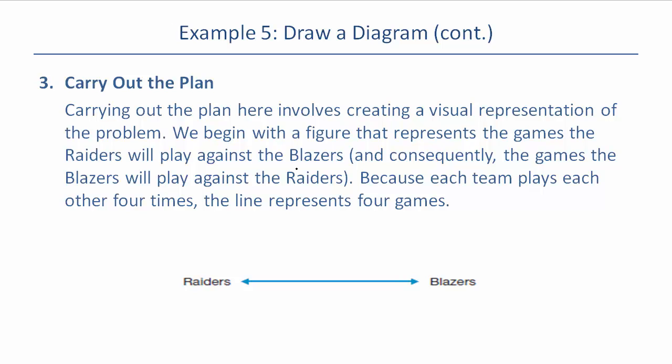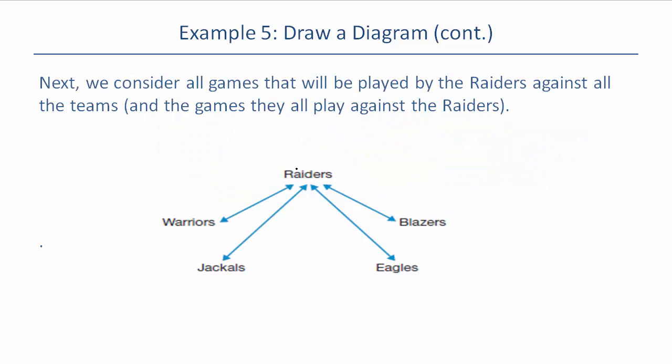So we realize that when the Raiders play the Blazers, it's the same thing as the Blazers playing the Raiders. That's what I mean by we don't want to count them twice. So start with a picture and go, here are my 5 teams. And this diagram shows the Raiders playing everybody. And that's 4 games. And now we're done with the Raiders because the Raiders have played everybody.